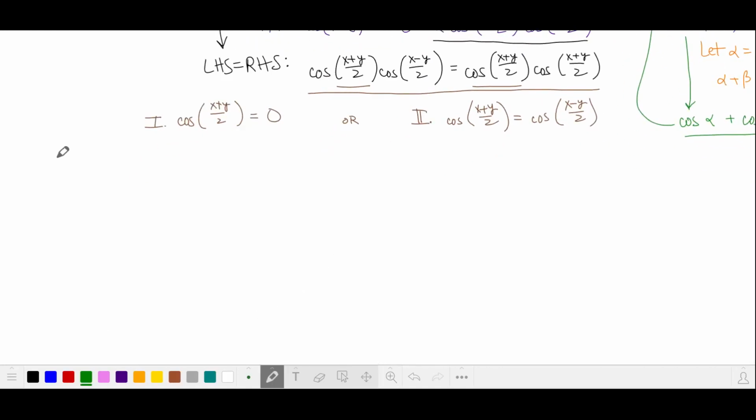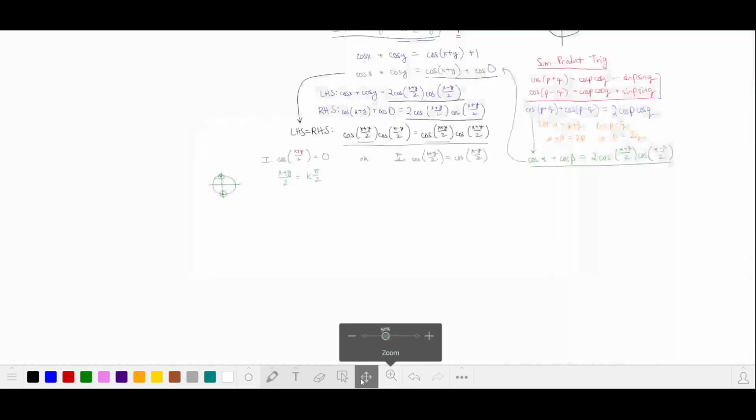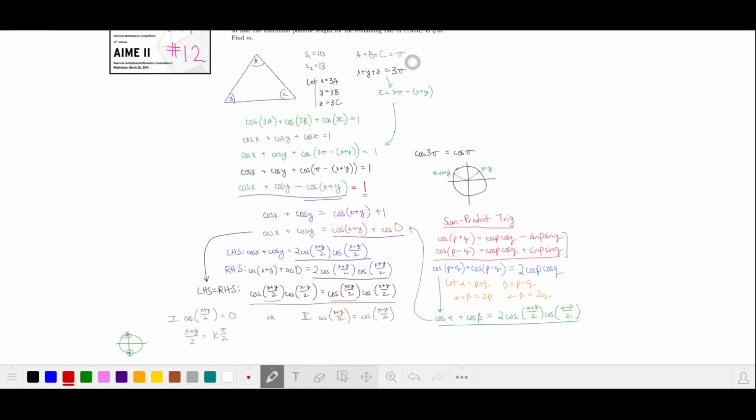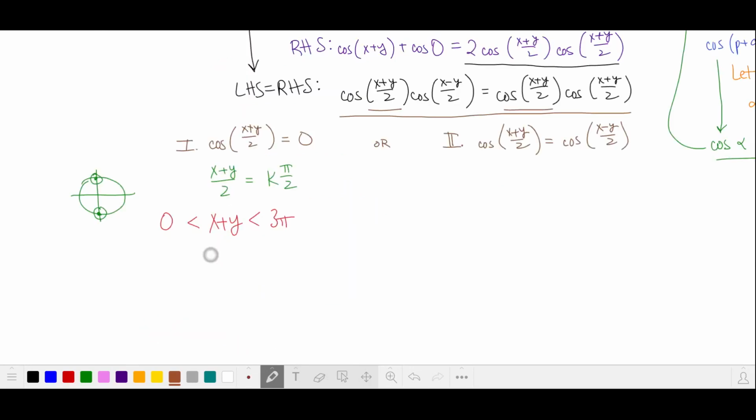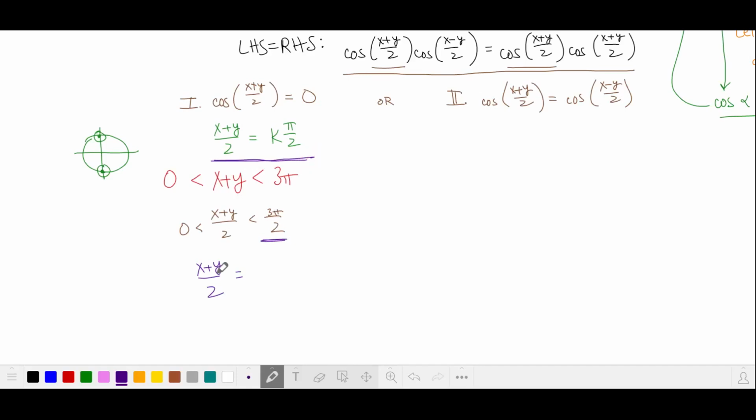This cosine is equal to 0 at an odd multiple of pi over 2. If we return to the beginning of the problem, we have that the sum of x plus y plus z is equal to 3 pi. This means that x plus y is strictly less than 3 pi, and these are positive angles because they're part of a triangle. Dividing this chain inequality by 2, we have this upper bound on x plus y over 2. It's strictly less than 3 pi over 2. Combined with this, we have that x plus y over 2 is equal to pi over 2, and x plus y is equal to pi.